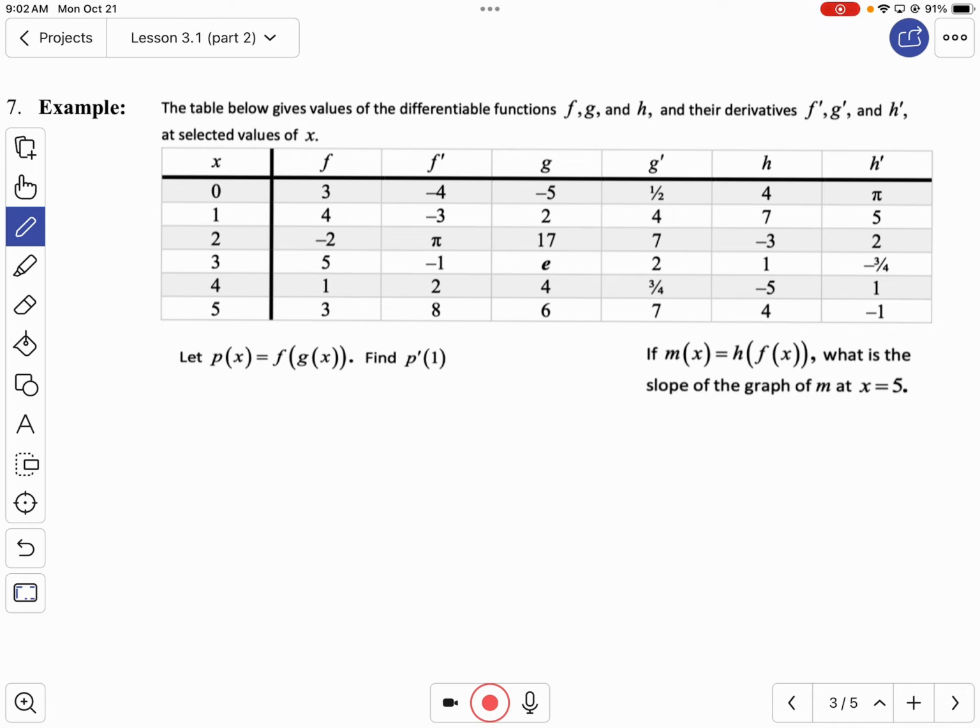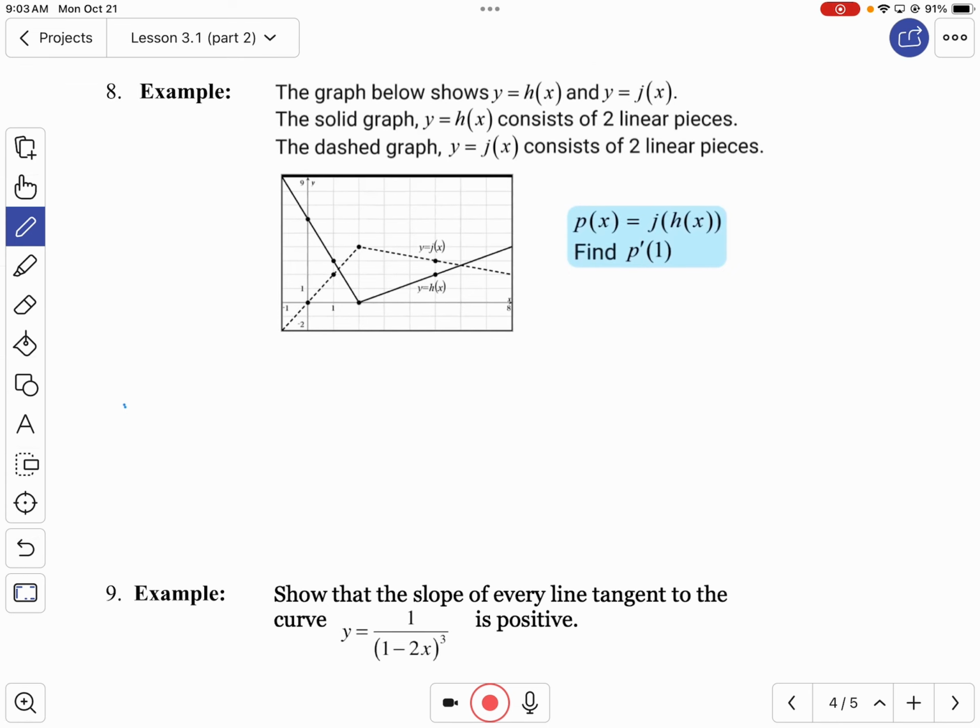Okay, so now let's look at a different thing they like to do, which is to use graphs. Sometimes they'll use graphs along with tables. All right, but flip it on over to the other side and let's look at this one. The graph below shows y equals h of x and y equals j of x. The solid graph, y equals h of x, consists of 2 linear pieces. The dashed graph, j of x, consists of 2 linear pieces.